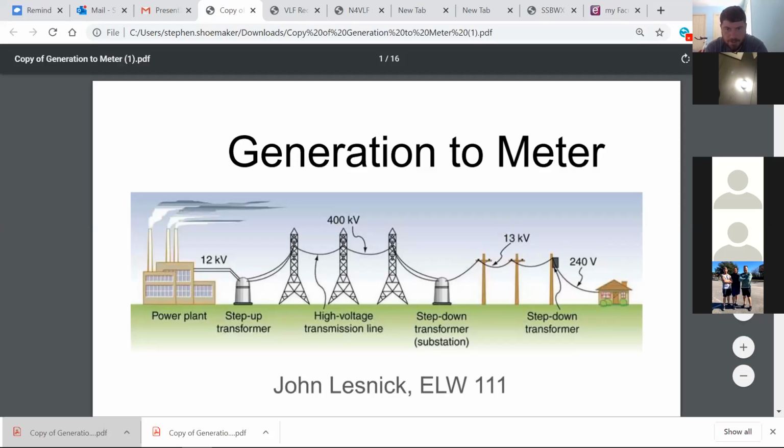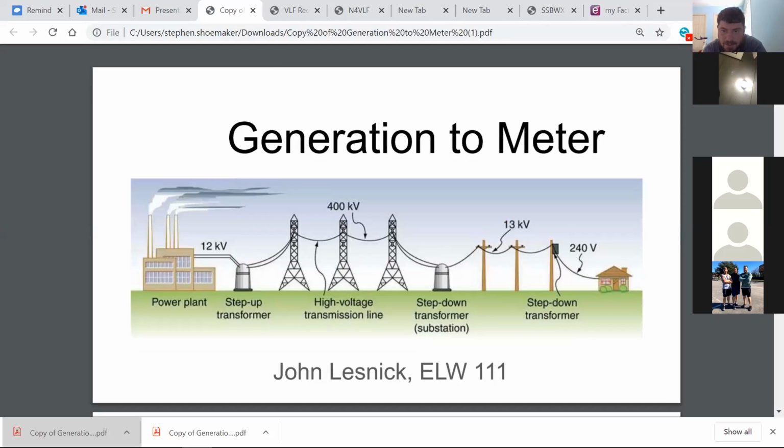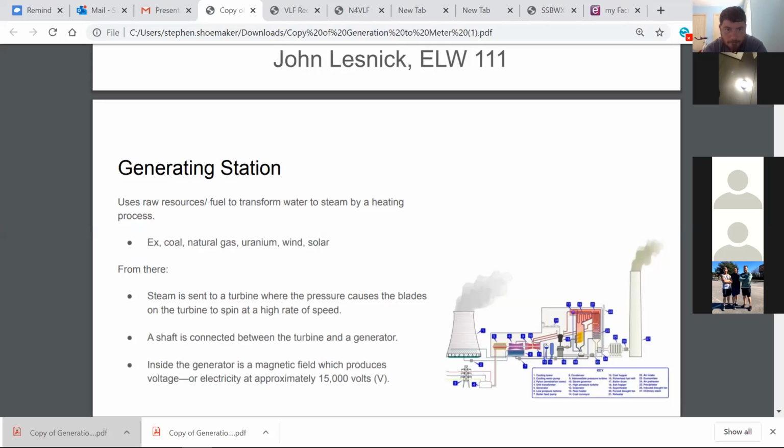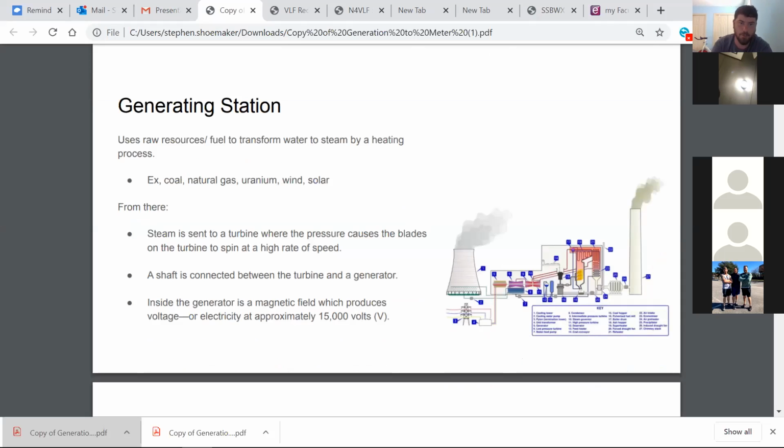Generation to meter presentation. It starts at the generating station. It uses raw resources, fuel, to transform water to steam by a heating process. Examples are coal, natural gas, uranium, wind, and solar. From there, the steam is sent to a turbine where the pressure causes the blades to spin at a high rate of speed. A shaft is connected between the turbine and a generator. Inside the generator is a magnetic field which produces voltage, or electricity, approximately 15,000 volts from the source I got it from.